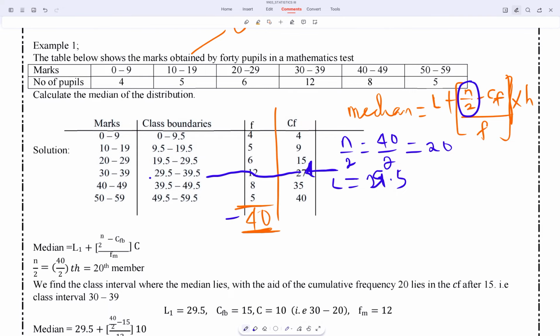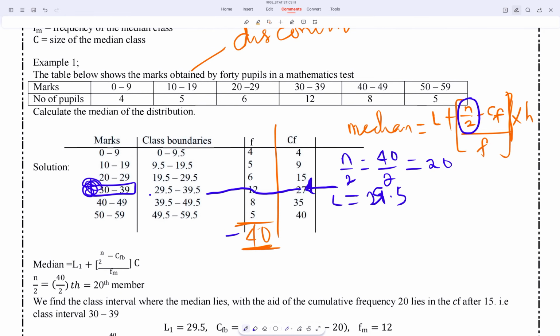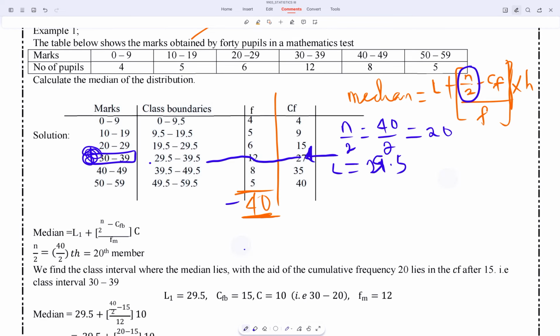Now you cannot go and use 30. Don't use 30, because this is a discontinuous data. It is a discontinuous data, so you cannot use 30. You have to use the class boundary, because that's how we made it to be a continuous data. So our lower class boundary is 29.5.